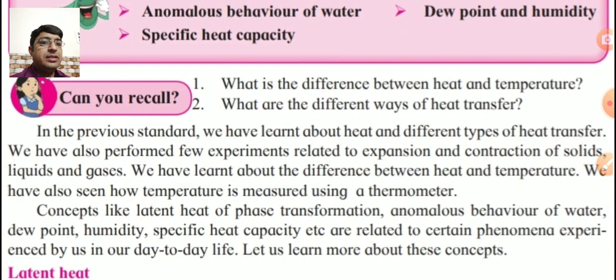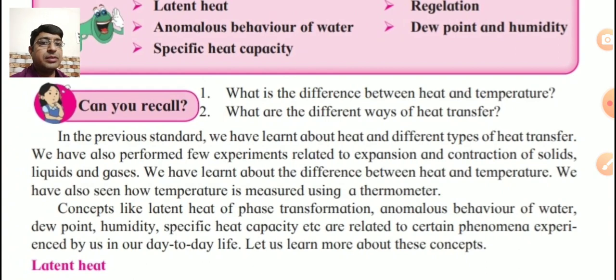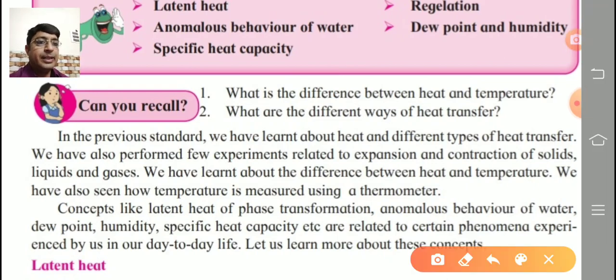In previous standard, we have learned about heat and different types of heat transfer. We have also performed a few experiments related to expansion and contraction of solids, liquids and gases. We have learned about the difference between heat and temperature. We have also seen how temperature is measured using a thermometer. So you underline: temperature is measured by which instrument? The name of that instrument is thermometer.